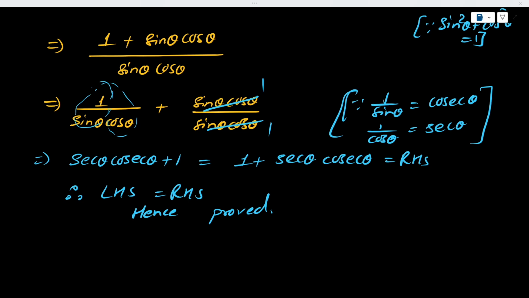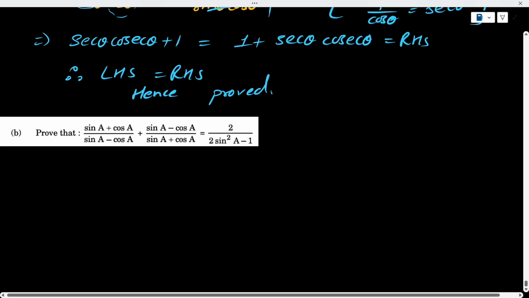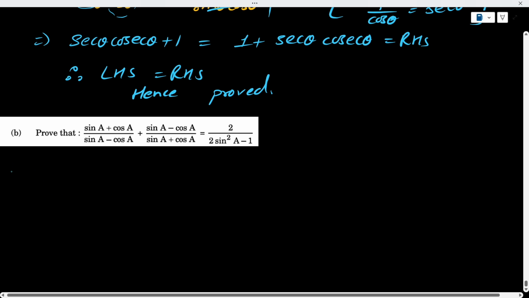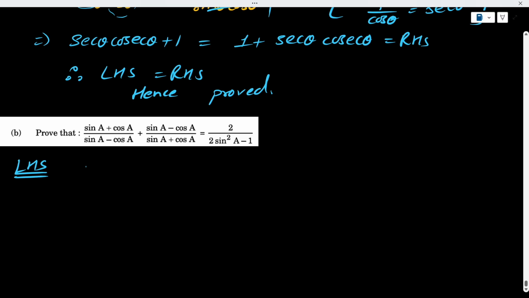Now let us go for the B bit also, because the 27th question's B bit is also a proving part, it's an internal choice. So let us see how we are going to do it here. Start with the left hand side. So first write down whatever is given. Start with LHS, which is nothing but sine A plus cos A.